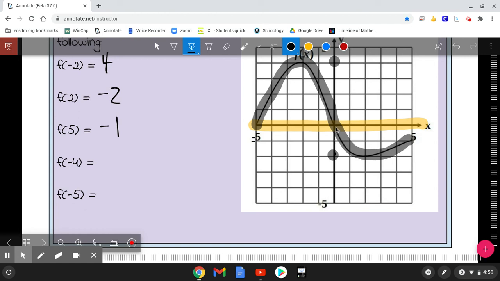What do we get for f of negative 4? Start at the origin, go to the left, 1, 2, 3, 4. We go to the left because it's negative. And then we're going to hit our function up here at a y value of positive 2. And f of negative 5. What is f of negative 5? We go to the left 5 here, and it hits it right here on the x-axis, and our y value is 0.